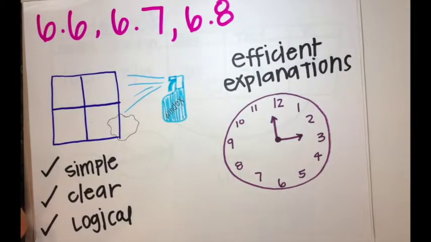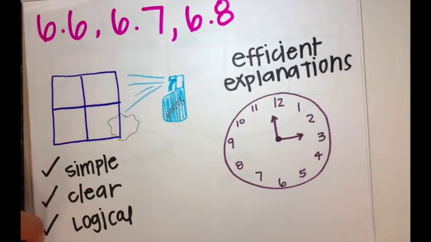Sections 6.6, 6.7, and 6.8. Instructions should be simple, clear, and logical. Remember that the more time students are trying to figure out the instructions, that's the less amount of time that they can spend on the project.